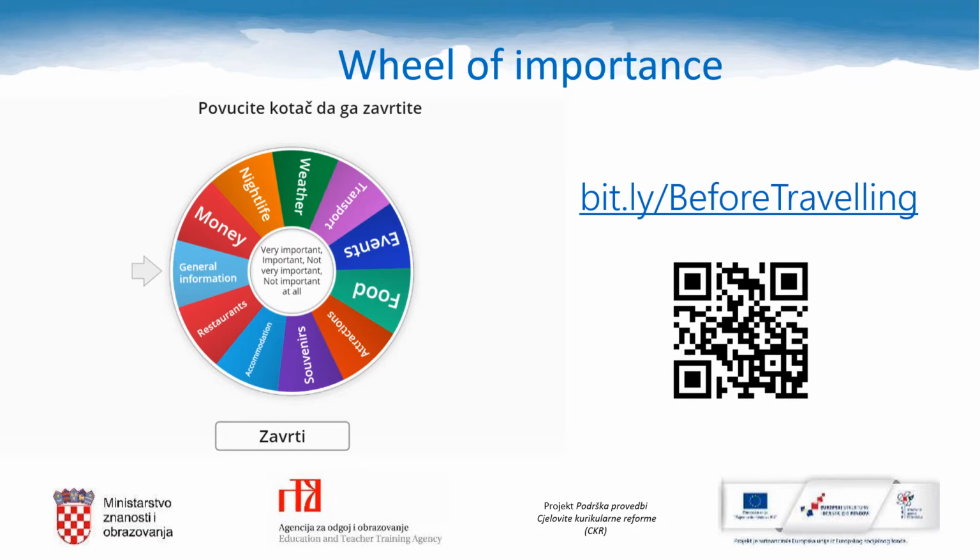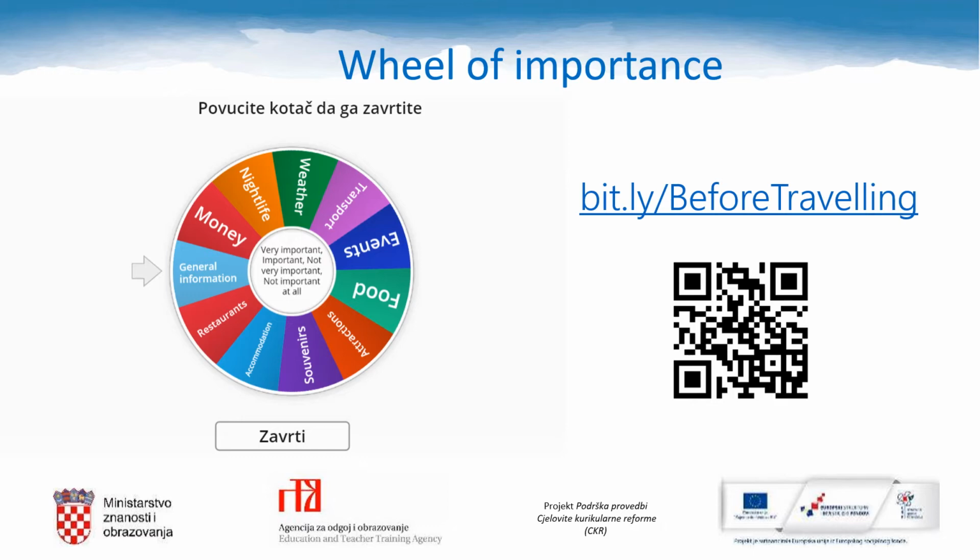There is a link, bit.ly/beforetraveling, and a QR code. When you type in this link, you'll reach this wheel. In this wheel, there are different topics. You need to spin the wheel and decide for each topic how important it is for you. You have 4 options, so try to figure out how important each of these is for you personally, depending on the destination and your interests.